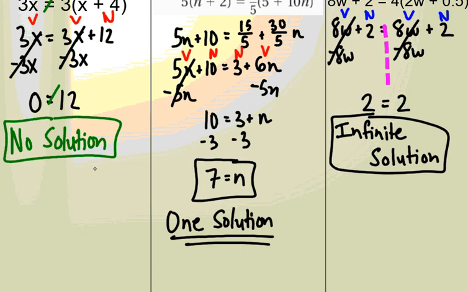And there are all three scenarios. Standard one is the middle one. Your variable exists and you only get one answer. If your variable disappears, you're then in the unique situation land. You're either on the left or you're on the right. If it's a false statement, it means no solution. You could never find a value that would work. If it's a true statement, it really means any value would work for your variable, so there are infinite solutions.